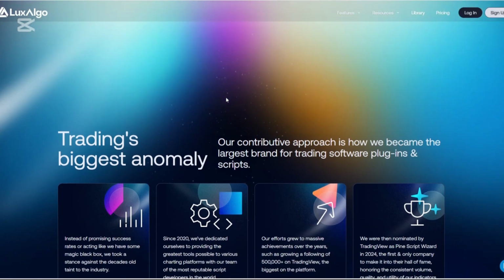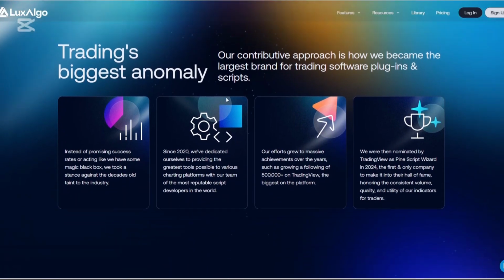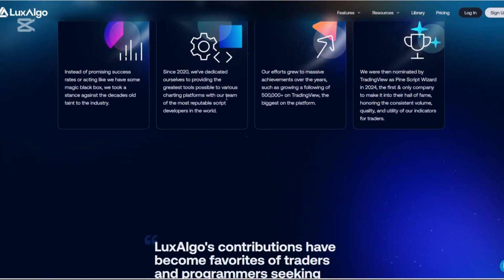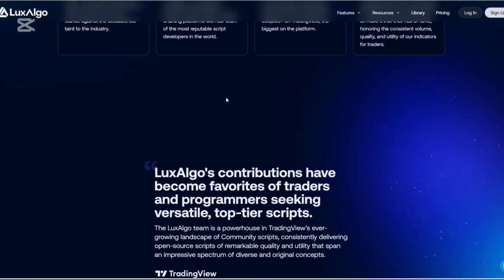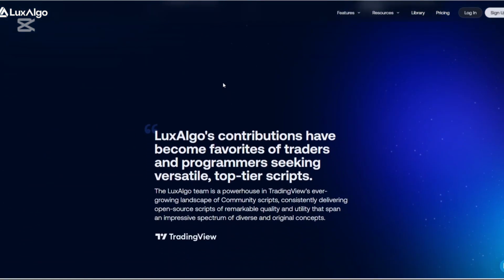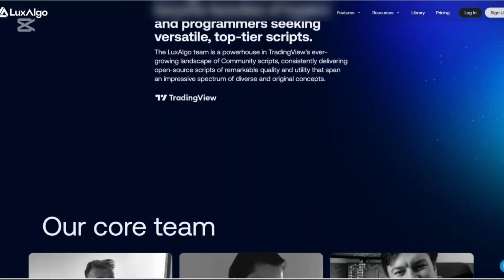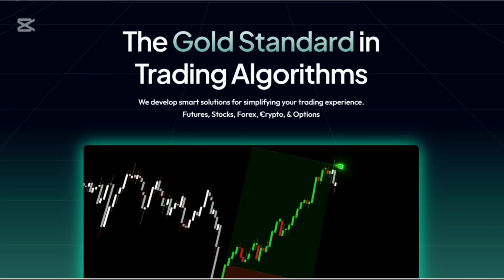LuxAlgo is ideal for traders who love customization and want to visually understand market behavior. Plus, they support multiple charting platforms beyond TradingView, which gives them a serious edge. Now let us talk about AlgoPro.